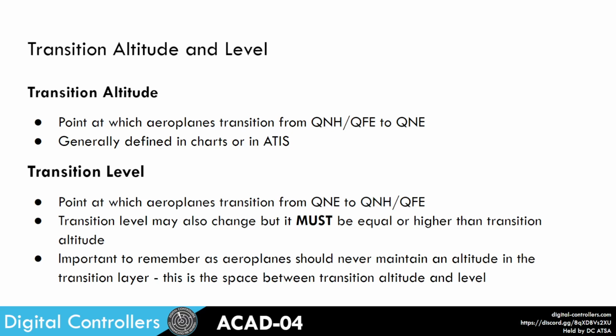So, transition altitude and transition level. The transition altitude is the point at which aircraft transition from the QNH or QFE to the QNE, and this is always done when climbing. The transition altitude is typically defined either on the charts or in an ATIS broadcast, an automated terminal information service. Then the transition level is the point at which aircraft transition from the QNE back to QNH or QFE. Because of this, the transition level could change, but it is always equal to or higher than the transition altitude in physical space.